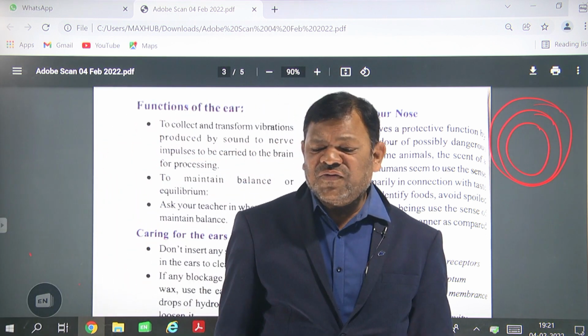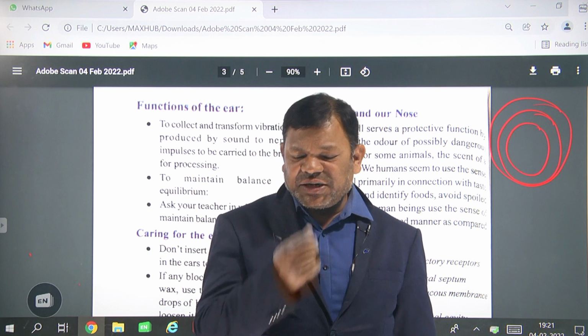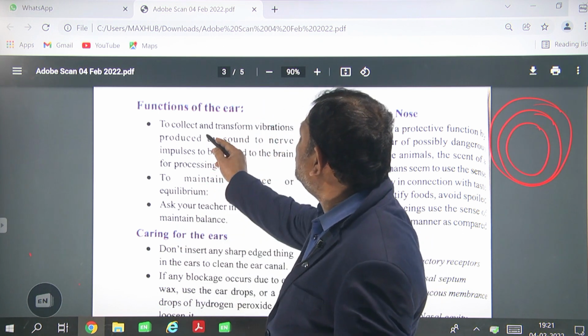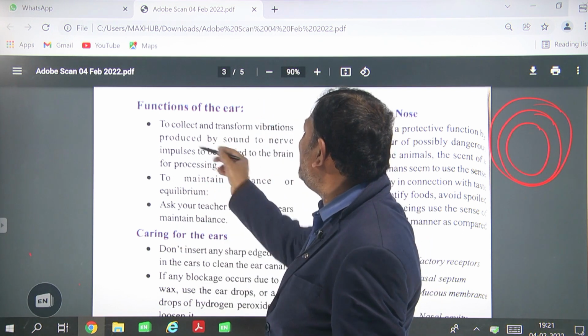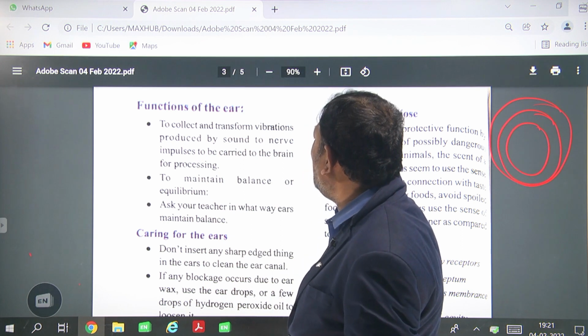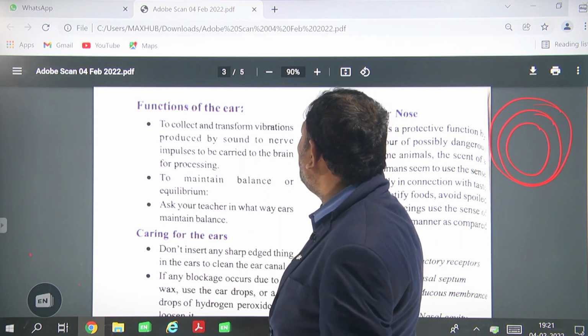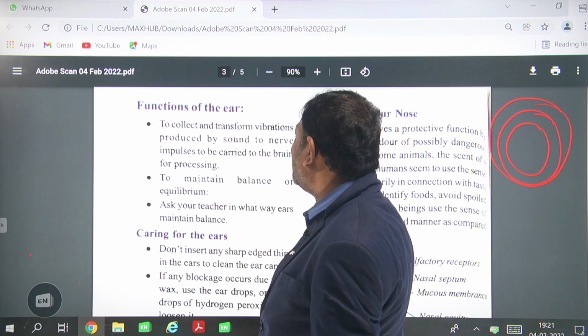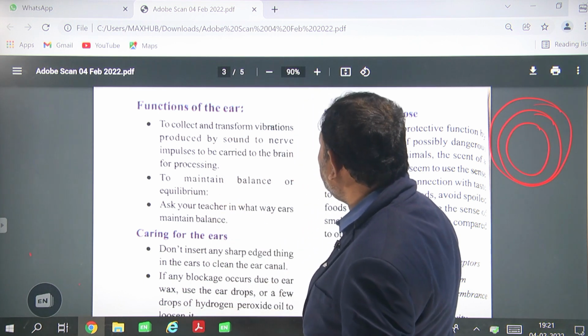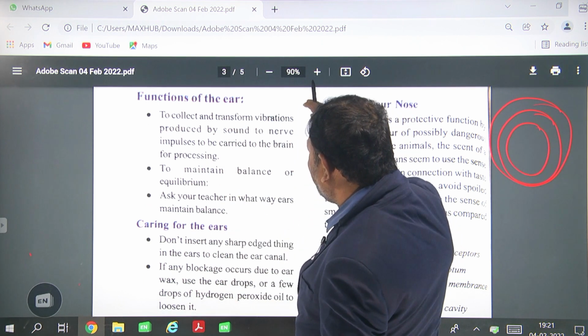These two functions are very important for the ear: to collect and transmit the vibration produced by the sound as nerve impulses to be carried to the brain for processing, and to maintain balance or equilibrium.